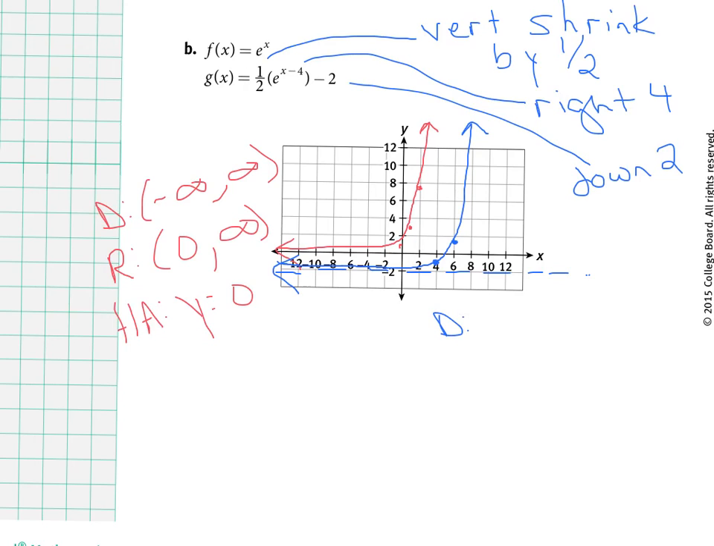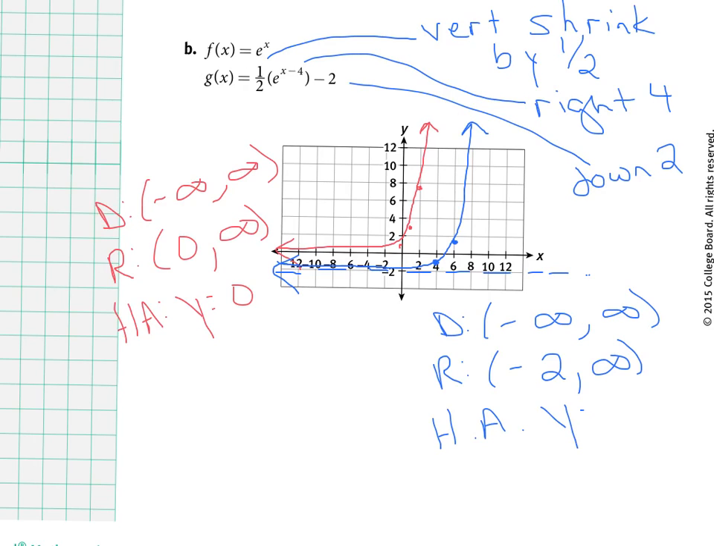The domain of my transform function is still negative infinity to infinity. The range has changed because we shifted down 2. The horizontal asymptote is that boundary line, y equals -2. Be prepared to discuss the transformations, domain, range, horizontal asymptote, of any exponential. It doesn't matter what the base is.